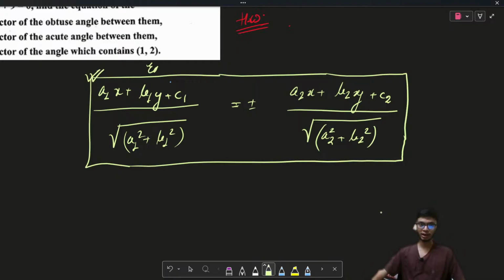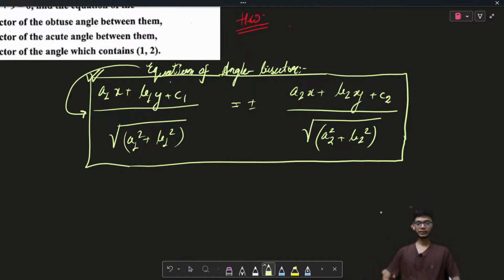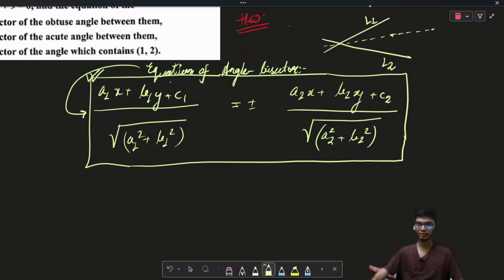This is how we get the equation of the angle bisector. In case we need the angle bisector, be it an obtuse angle or acute angle bisector, we have to use this particular equation. This will give you the locus or the equation of the angle bisector. The concept was very simple: if you have two lines, let us say this is line 1 and this is line 2, the angle bisector is that particular line which is equidistant from both the lines. That is what we discussed in our previous lecture.